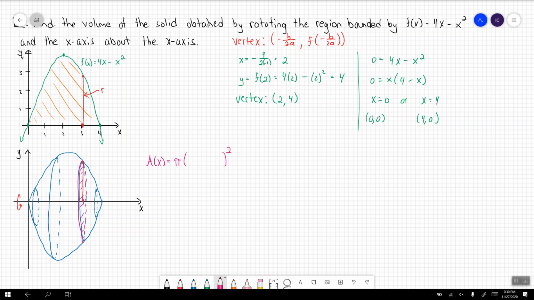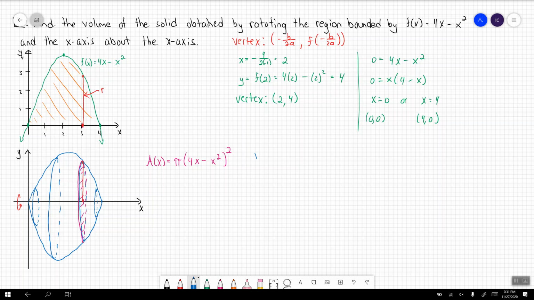So the bottom point is y is equal to 0. The top point is f of x, in other words, y is equal to 4x minus x squared. Therefore, my radius is just 4x minus x squared for all of these individual sample points' cross-sectional areas. So any sample point that we choose inside of that interval from 0 to 4 will have a different height representation for that radius, but that height representation is given by this function f of x.